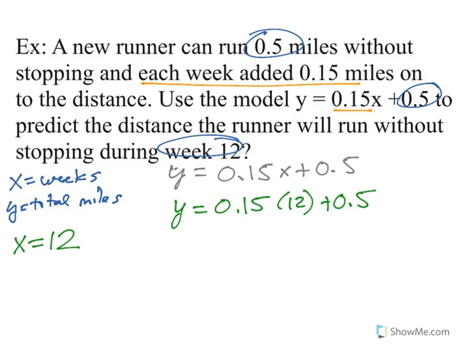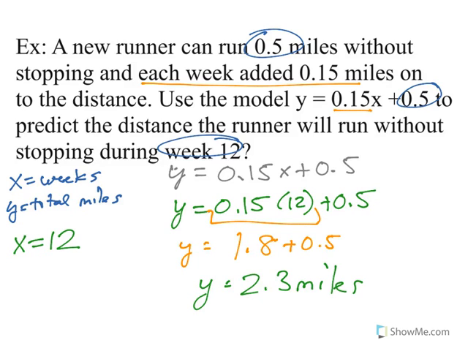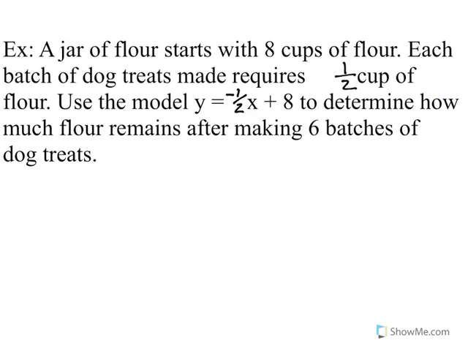Now we solve with order of operations. So we're going to multiply first. 0.15 times 12 is 1.8, and then we still have our half mile there at the end. When I add those two together, I end up with y equals 2.3 miles. So if this runner continues at this pace in week 12, this runner will run 2.3 miles without stopping. And this is the purpose of linear models, that we can use them to predict future information based on a constant change over time. Let's do one more.